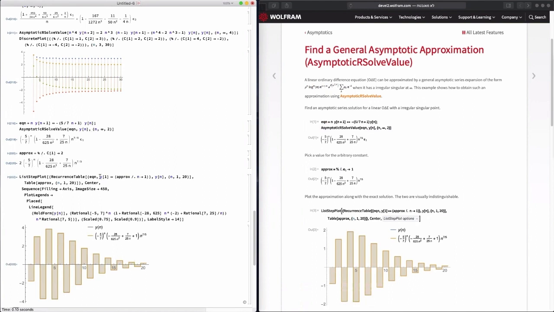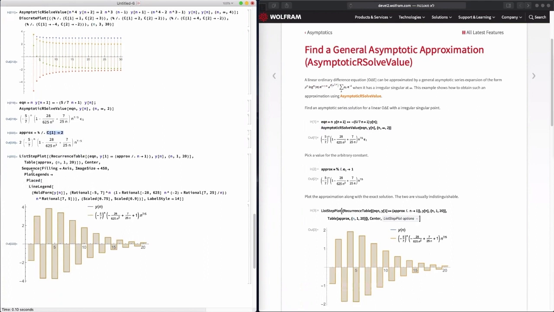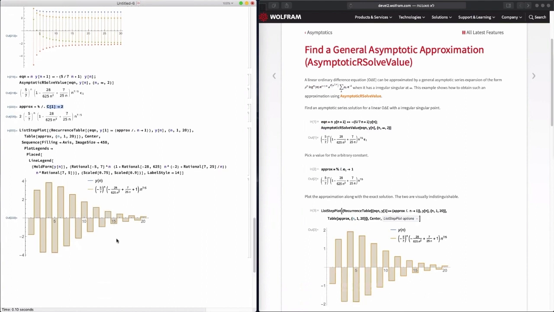Right, so this is just plugging in the initial condition from the approximation into the RecurrenceTable. Here we just want the first term. Yes, it's the constant we wanted to change from 1 to 2. Then we have a bunch of options just to make the label look right. You can see that basically the exact solution and the approximate solution are right on top of each other. So we get an excellent approximation.